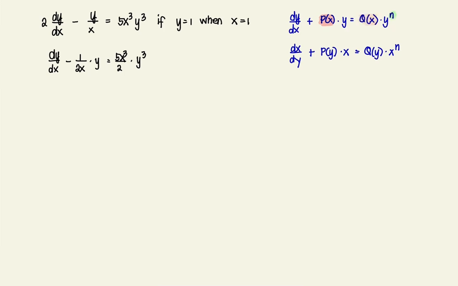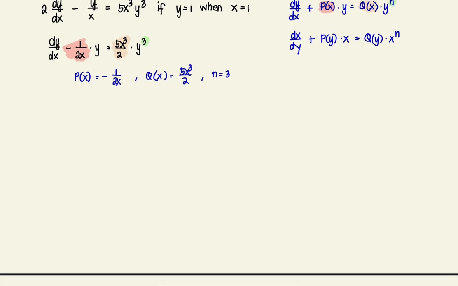In our case, our p of x is negative 1 over 2x. Our q of x is 5x cubed over 2. And our n here is the exponent 3. So again, p of x is negative 1 over 2x, q of x is 5x cubed over 2, and n is equal to 3.